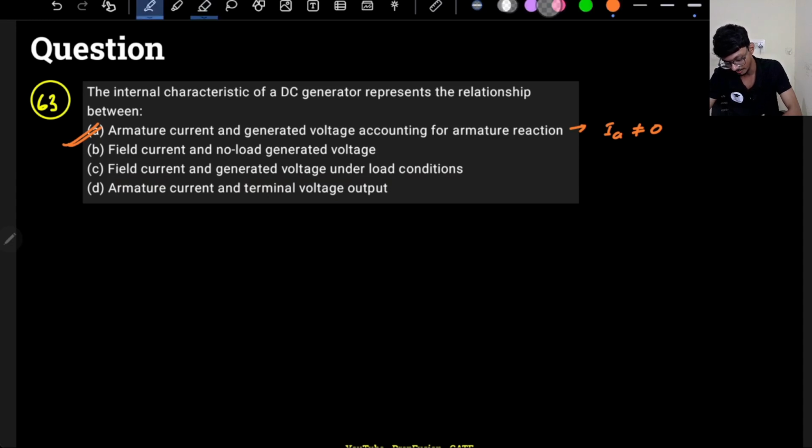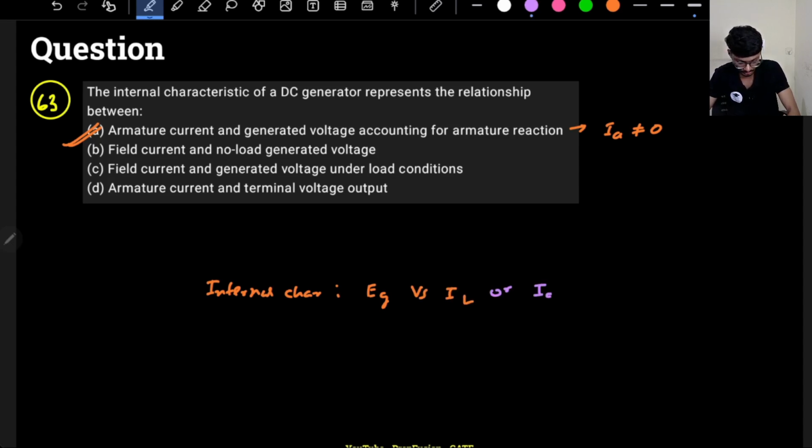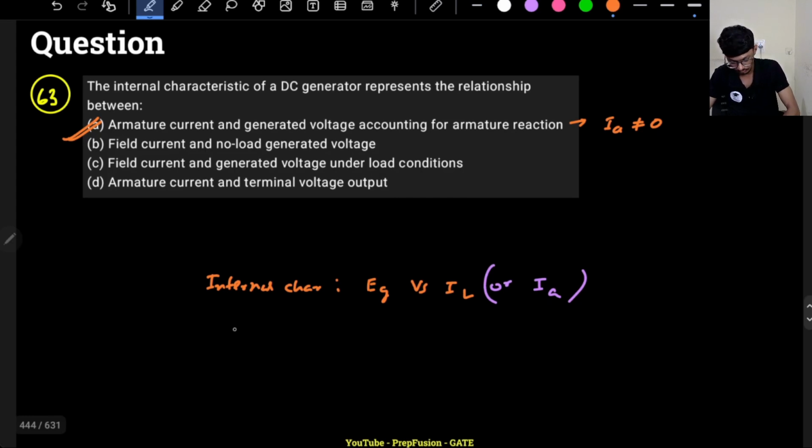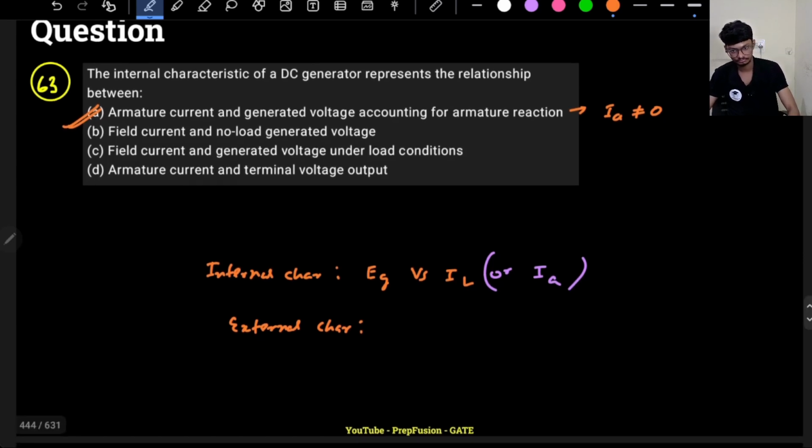Actually even armature current we don't do, right? They say armature current, but it is almost equal to the load current only. If they tell you that your internal characteristics can be with respect to armature current as well, no problem with that. Generally we discuss internal characteristics with respect to the generated voltage Eg versus the load current, but sometimes they can give this with respect to Ia as well. Same for the external characteristics: the terminal voltage versus the load current, or sometimes with respect to Ia as well. Because it is roughly the same. For a shunt machine, it is roughly the same because If is assumed to be roughly constant.